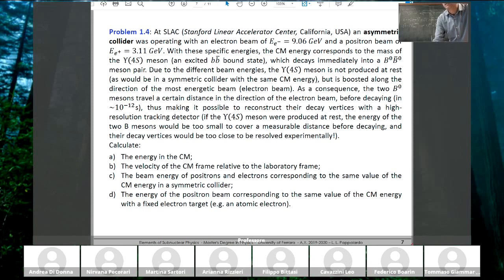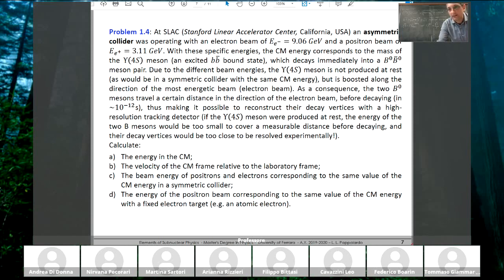B is a heavy meson with one bottom quark; the B0 is one bottom quark and one down quark, and the antiparticle is the opposite. Now, due to the different beam energies, the energy of the electron is essentially 3 times larger than that of the positron. The produced epsilon meson is not at rest, as it would be in a symmetric collider with the same center of mass energy, but instead it is boosted along the direction of the most energetic beam, which is the electron beam. So an asymmetric collider is something in between a fixed target experiment and a collider experiment.